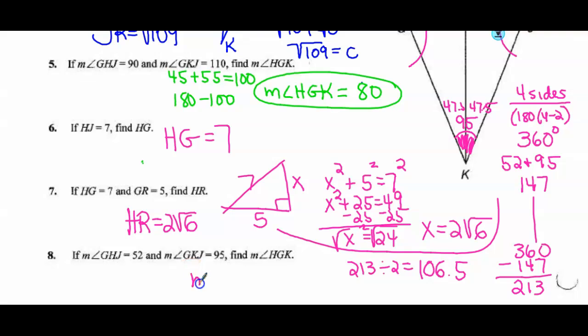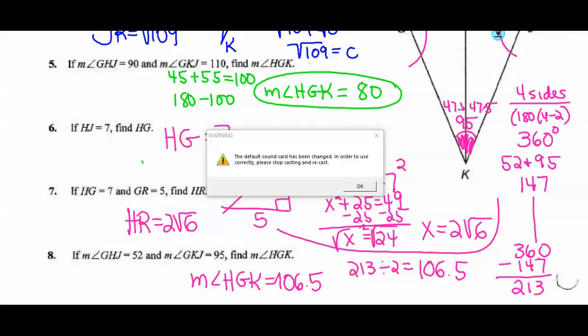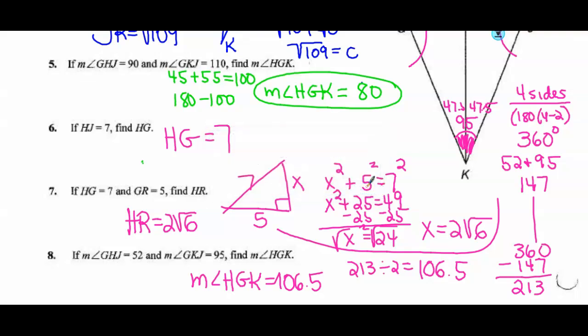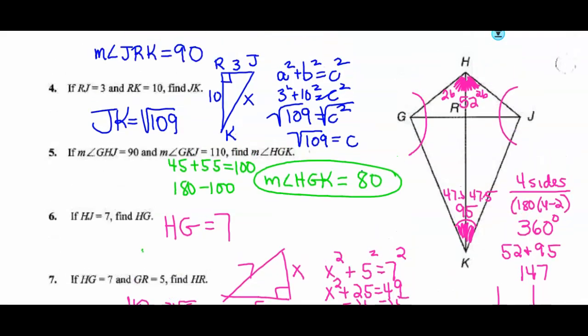Now that's not the only way you could find that. So HGK is 106.5, but you could also have done the triangle on the left and the triangle on the right to figure them out.